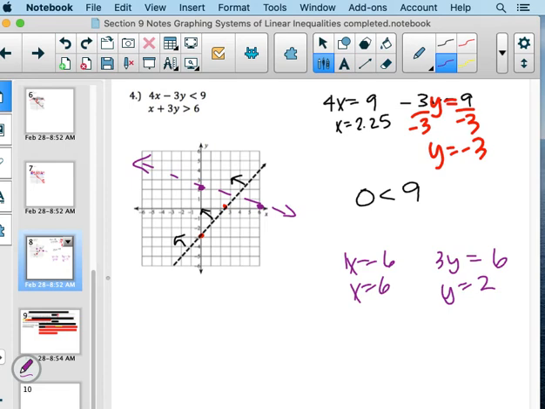Okay, and shading, I'm checking, is 0 bigger than 6? No. So I want to shade away from (0, 0) on the purple line. And so then they're overlapping in this area up here. Okay. So at this time, let's go ahead and practice these skills on our Systems of Inequalities worksheet.